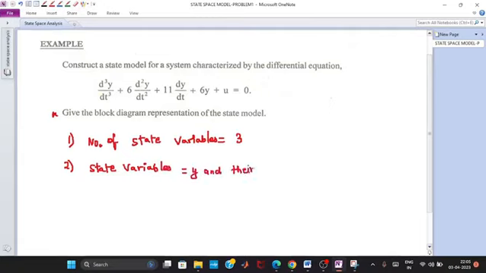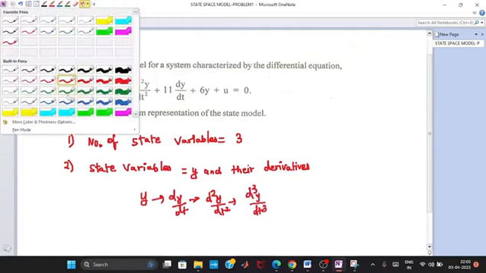What is the meaning of derivative? I hope you know. If y is there, what is the derivative of y? That is dy by dt, the first order derivative. What is the derivative of dy by dt? That is d square y by dt square. What is the third derivative? This is d cube y divided by dt cube. I hope you know what I am trying to say, right?